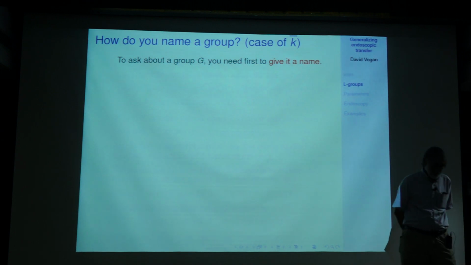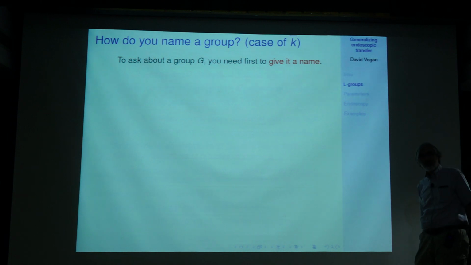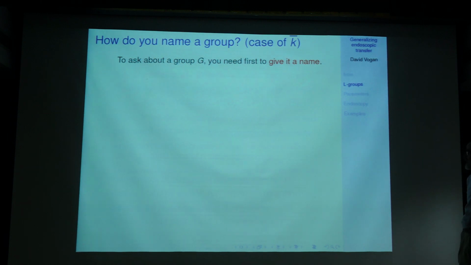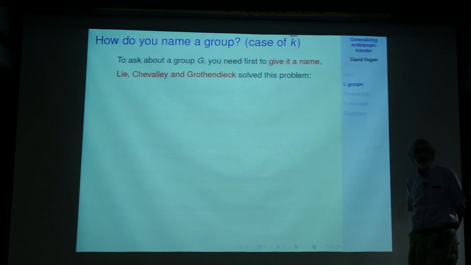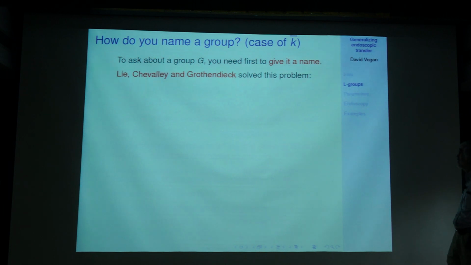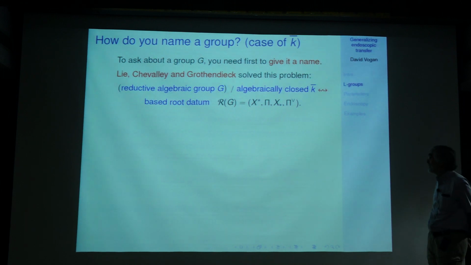In order to talk about a group, you need to give it a name. It's something to put in the abstract of your paper, the name of your group. So how do you give a group a name? Lie and Chevalley and Grothendieck explained how to do this: if you have an algebraically closed field, you can attach to your reductive group a based root datum. I'm not going to go through the whole definition of a based root datum.